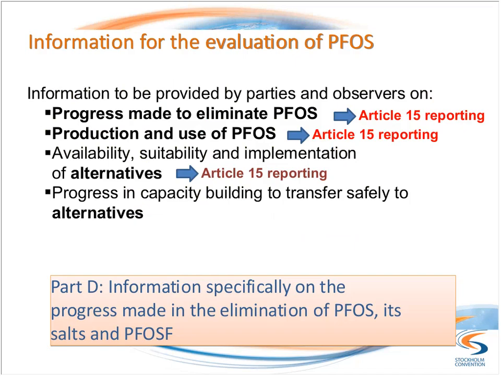Part 3 of Annex B of the Convention also specifies which type of information should be used for the evaluation. And as you can see, there is progress to eliminate PFOS, the production and use of PFOS, and information on alternatives. In 3 of the cases shown on the screen, this information is to be provided in some form by reporting under Article 15. And that is why Part D was included in the new reporting format.